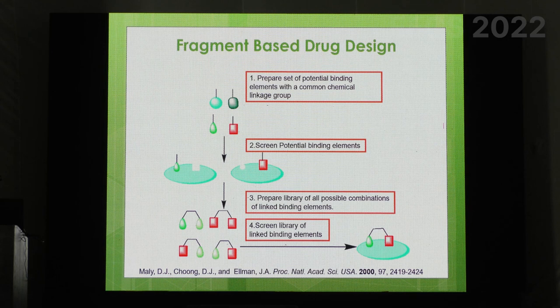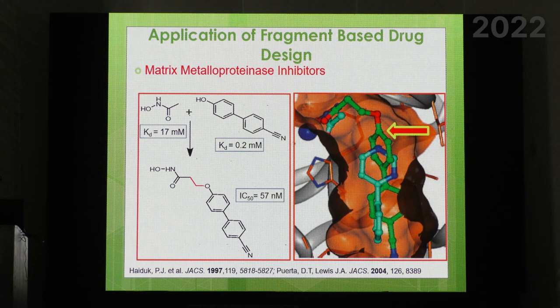Let me give you one example here. Here is an enzyme, matrix metalloproteinase. This class of enzyme is involved in a lot of diseases, and there is interest in inhibiting this enzyme. So using that strategy, scientists discovered two small molecules that bind at those two sites. This is basically a hydroxamic acid derivative and this is a biphenyl moiety.